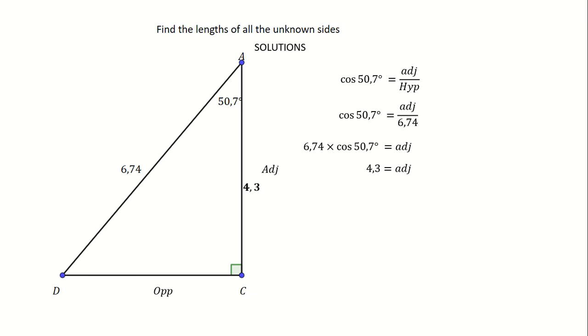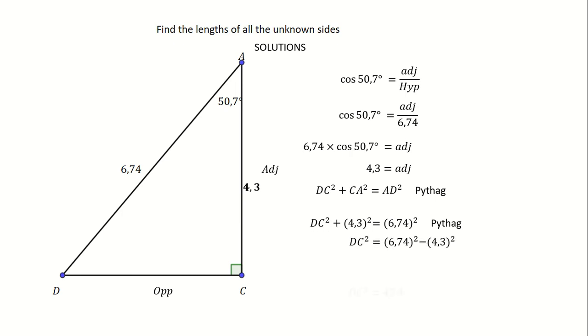Once you have one side, you can use any of the ratios, but after finding one side I prefer to use the theorem of Pythagoras. I have my hypotenuse and my adjacent. The only thing missing is DC, which is my opposite. I manipulate the theorem of Pythagoras to find DC, and DC will be 6,7.